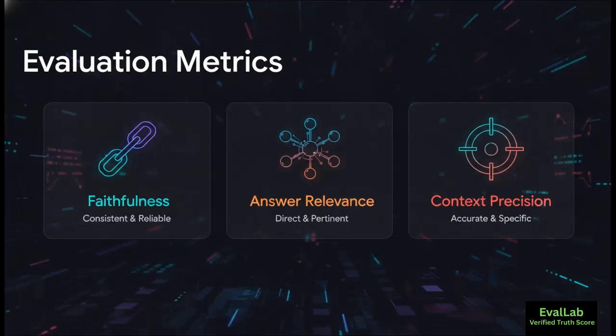But the real crown jewel here is faithfulness. If an answer gets a high faithfulness score, it means the text is 100% supported by your source documents. When you hit a high score here, it becomes mathematically impossible for the AI to fabricate facts.